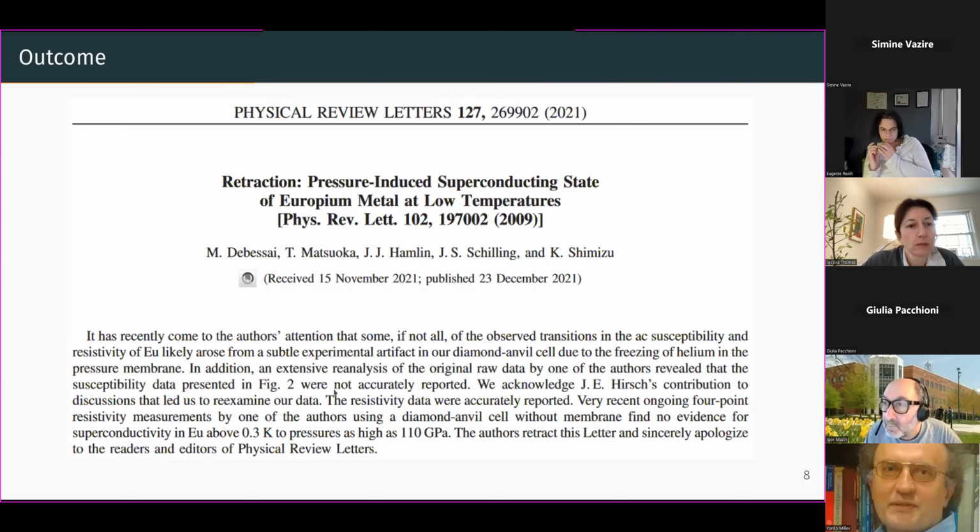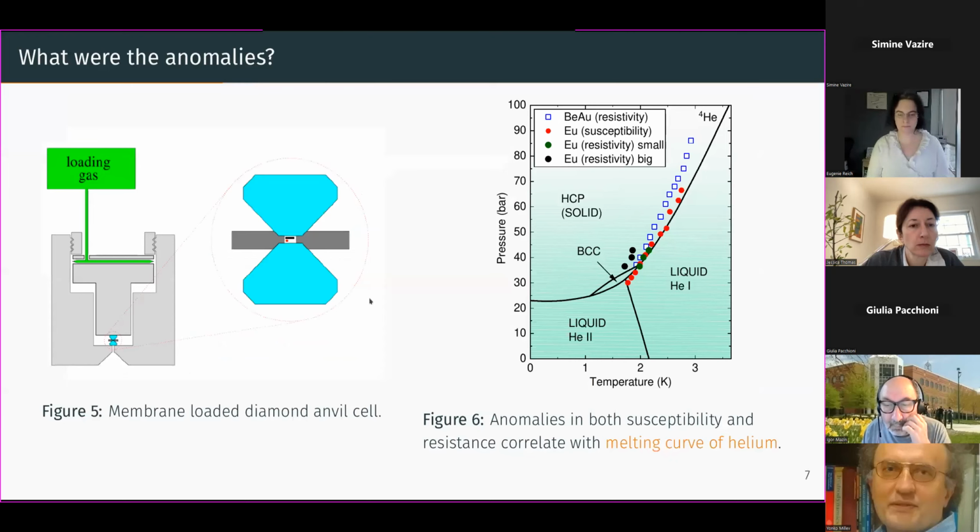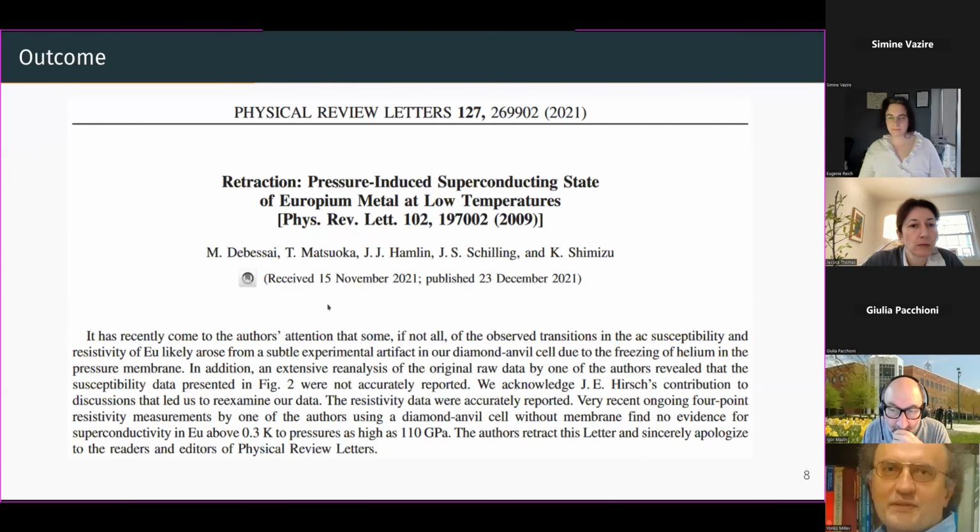And you'll notice this sentence that the data presented in figure 2 were not accurately reported. So this is a statement that we could get everyone to agree on. And when trying to get a retraction published as quickly as possible, getting everyone to agree on it is a necessary step. So this experience was obviously very stressful.